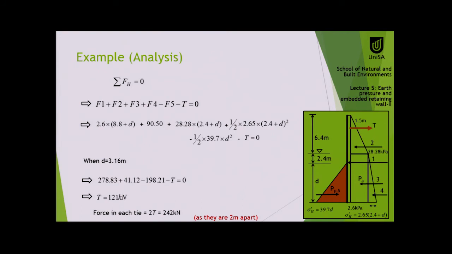So what do we do over there? If we put the d equal to some number, 3.16, then the tie I get is 121 kilonewton.